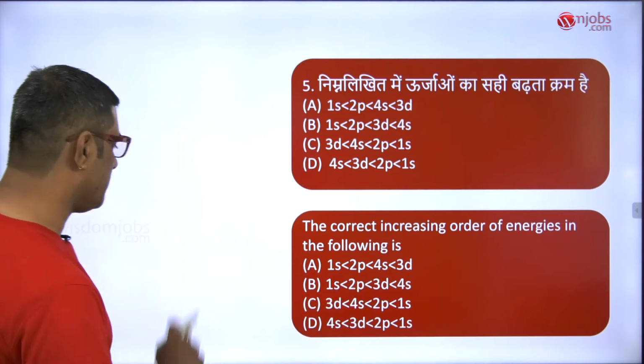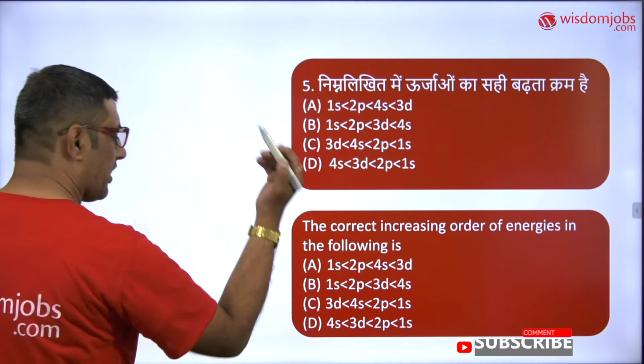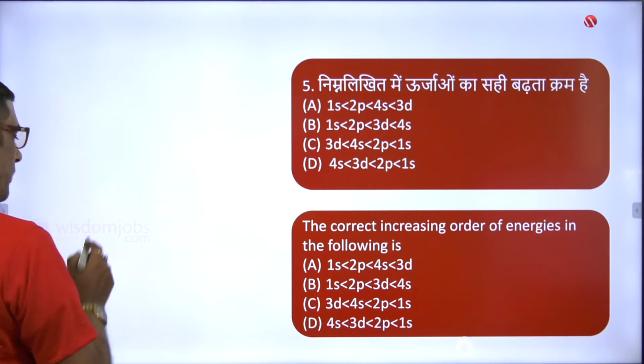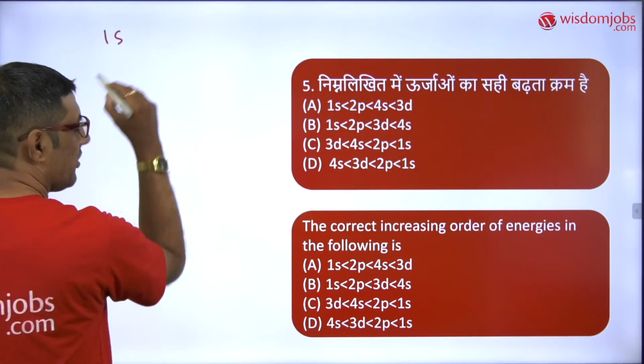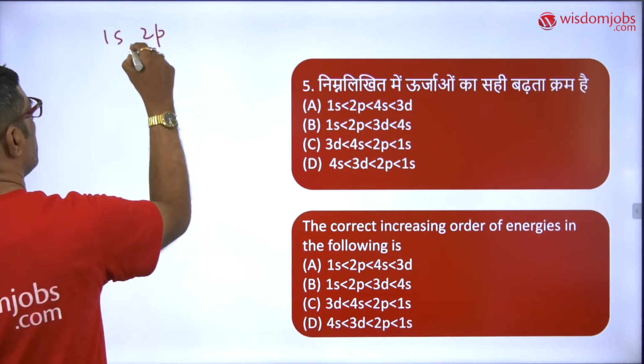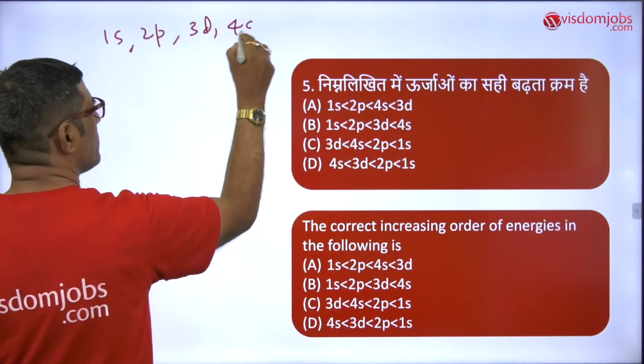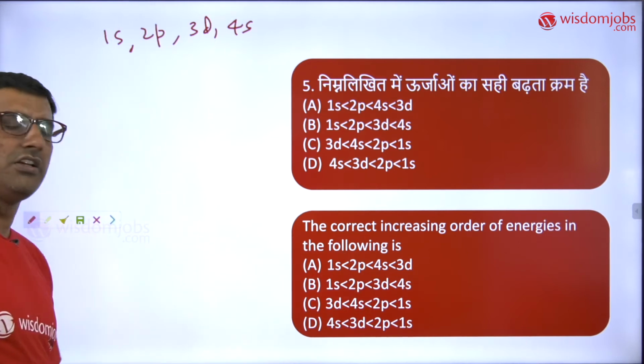Now in the given options all the four are common. What is common actually? We have got 1s, we have got 2p, we have got 3d, and we have got 4s. Okay, now let me read out the same question in Hindi also.